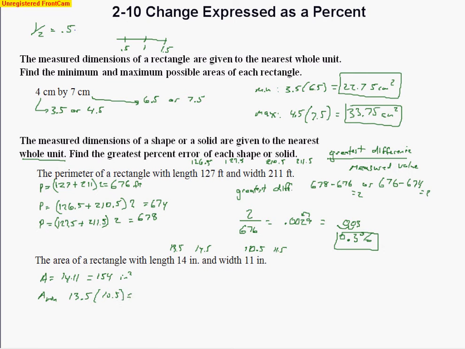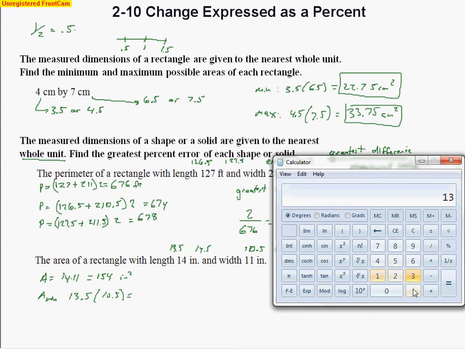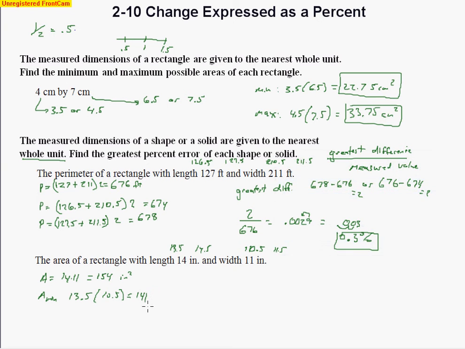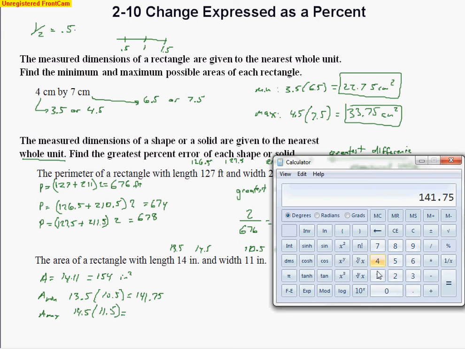So I find the area, 13.5 multiplied by 10.5. When I do that work, 13.5 times 10.5 gives me 141.75. For the maximum area, it was 14.5 multiplied by 11.5. When I plug those numbers in, 14.5 times 11.5 gives me 166.75.